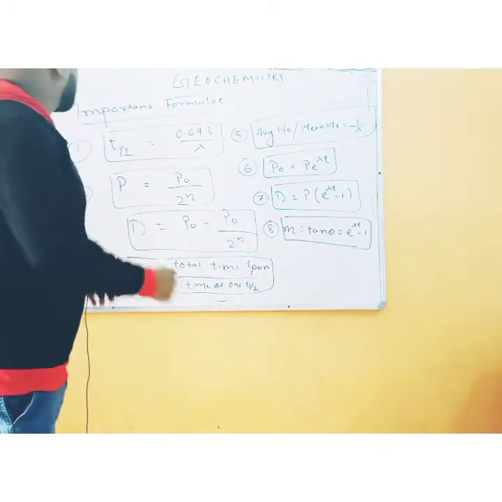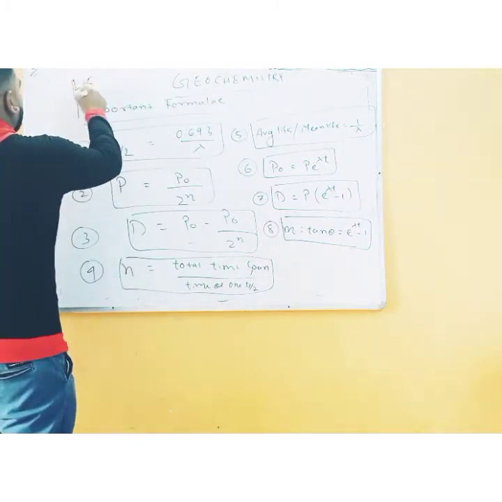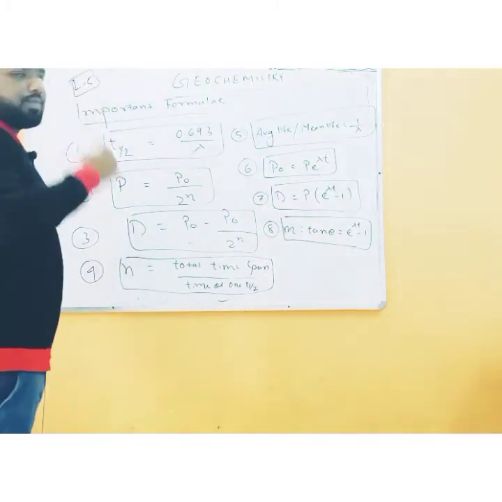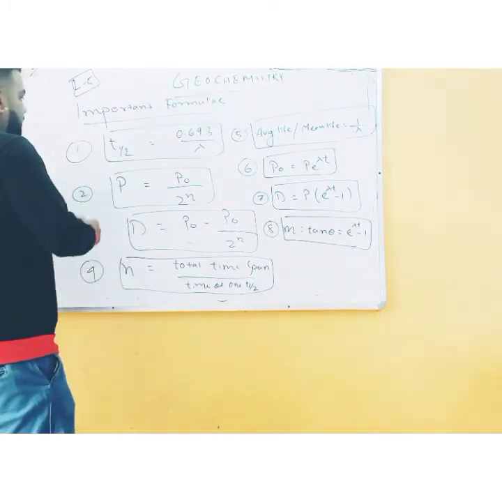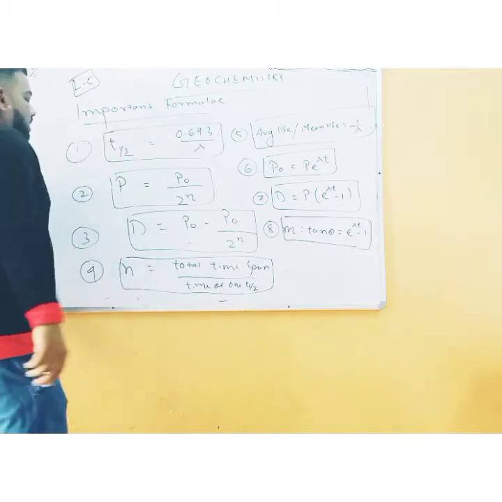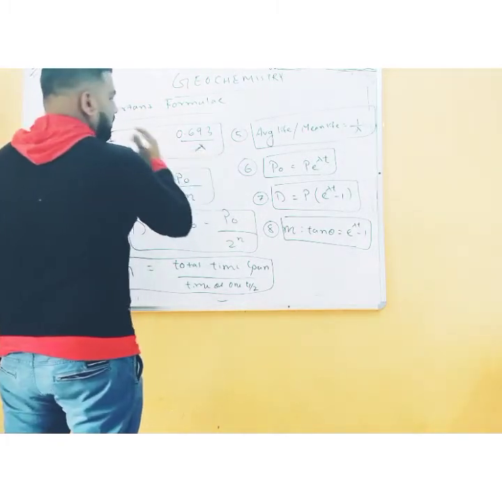Today this is Geochemistry lecture 5, and here I am going to do some numericals. Note the important formulas here. The first formula is for half life: T half is equal to 0.693 by lambda, where lambda is the decay constant.